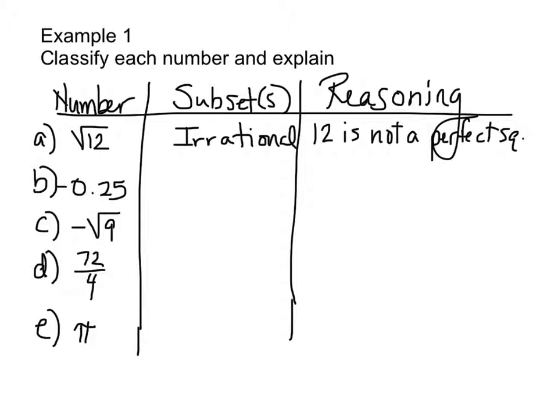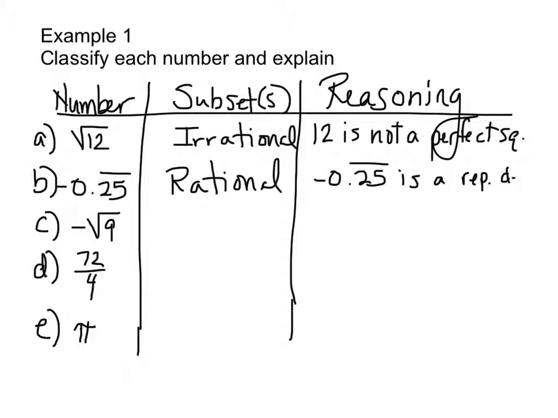B is negative 25 hundredths repeating. Negative 0.25, and I forgot the repeating sign. What is that? Well, if you look, it's not natural, it's not a whole number, it's not an integer, therefore it's rational. Why is it rational? Because rational numbers can repeat. So you could say it is a repeating decimal, therefore it's rational.